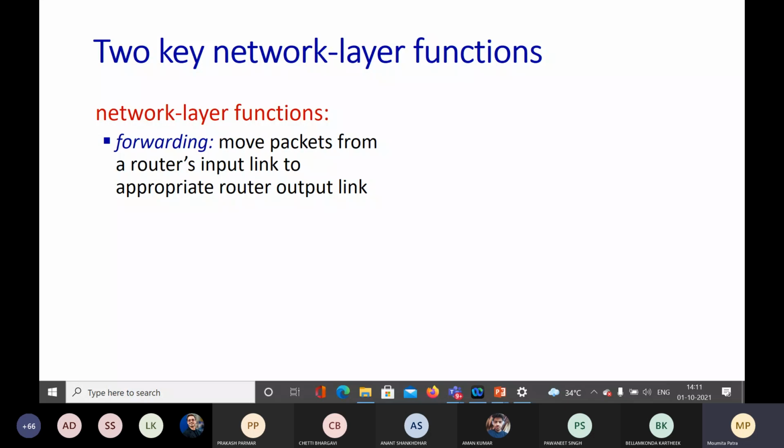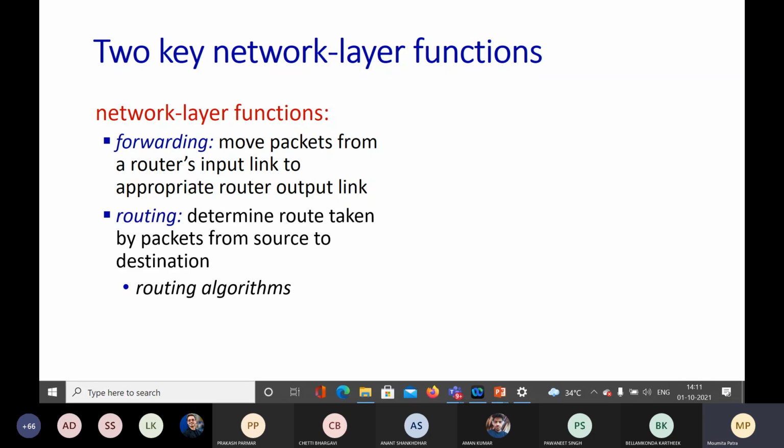As I already told you, there are two key network layer functions: forwarding and routing. What is forwarding? It moves packets from a router's input links to the appropriate output link. And what is routing? It determines the route that a packet needs to take in order to be sent from the source to the destination. The route is determined with the help of various routing algorithms. So in this chapter we are going to study a number of routing algorithms also.